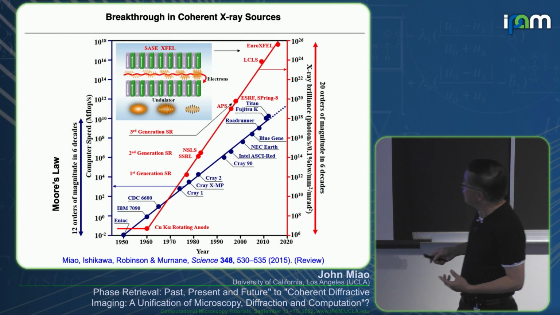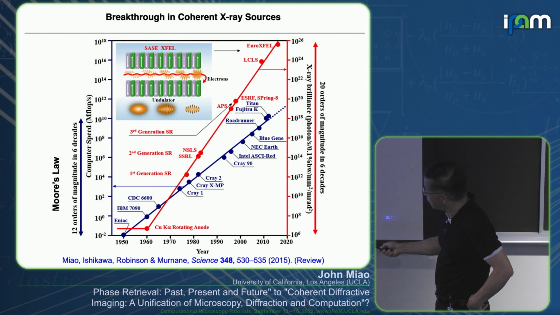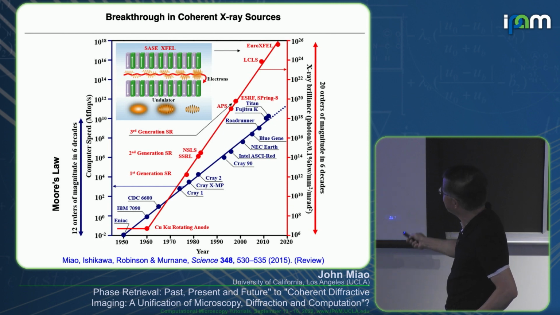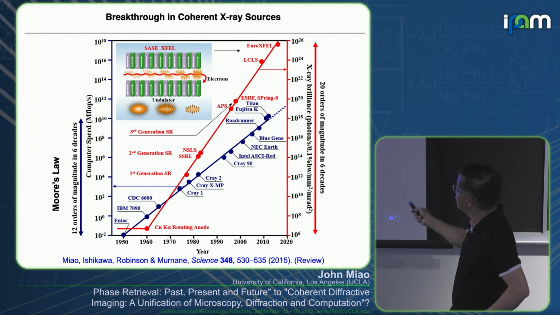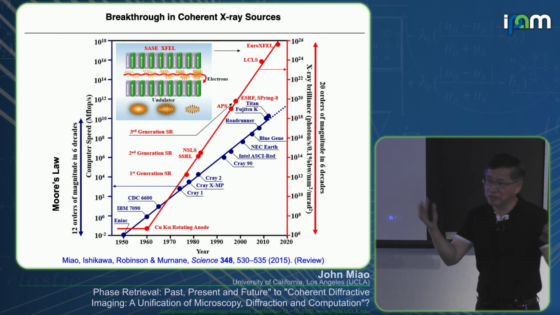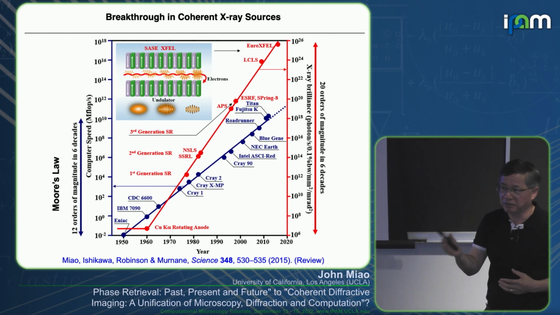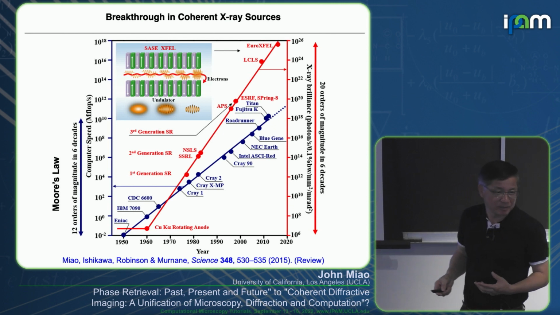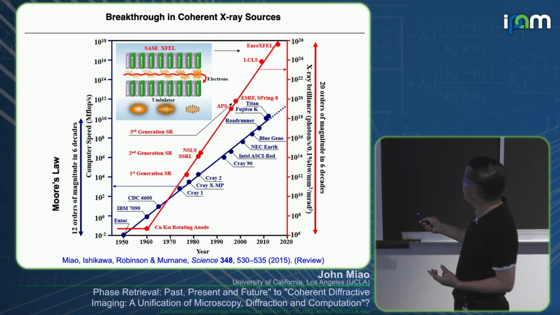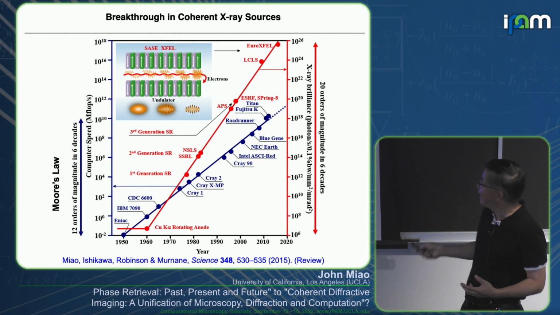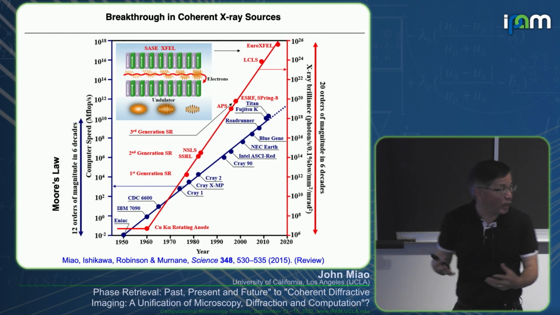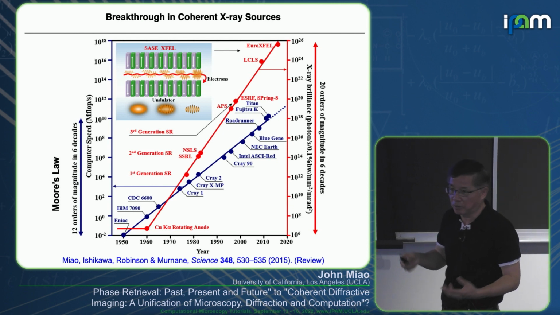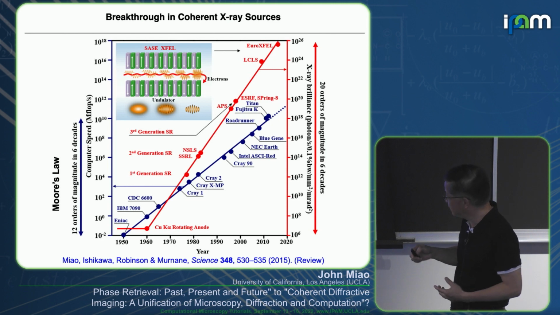And you can see, if you know Moore's law is 12 orders of magnitude in 6 decades, the coherent flux has dramatically increased. This is why all these CDI techniques, ptychography, CDI, become so important, because coherence dramatically increased. It's exponential, a 20 orders of magnitude in 6 decades. It's never ending, because X-ray photons are bosons, so you can increase it completely.